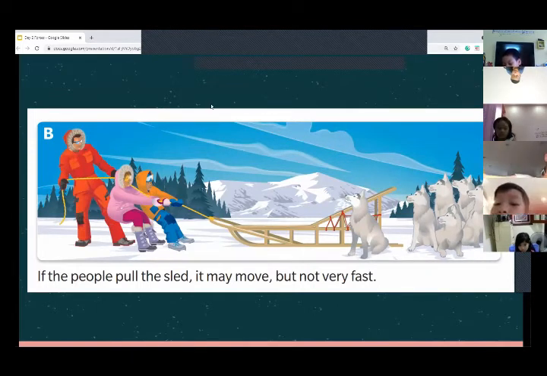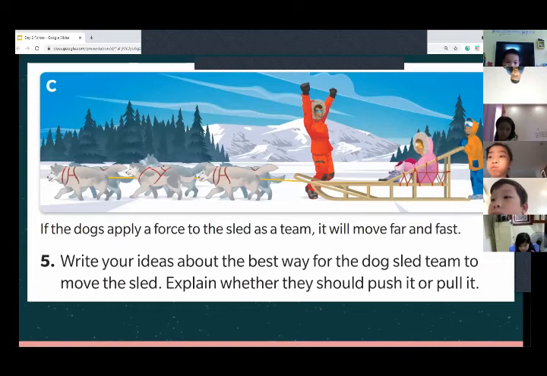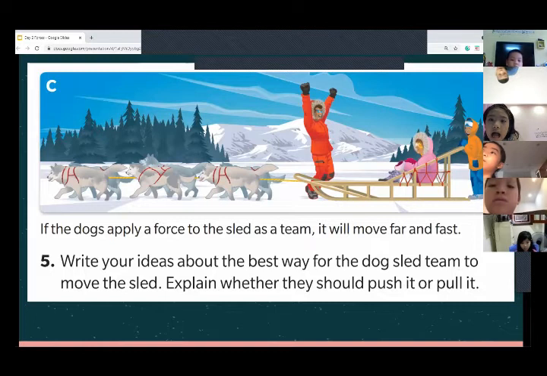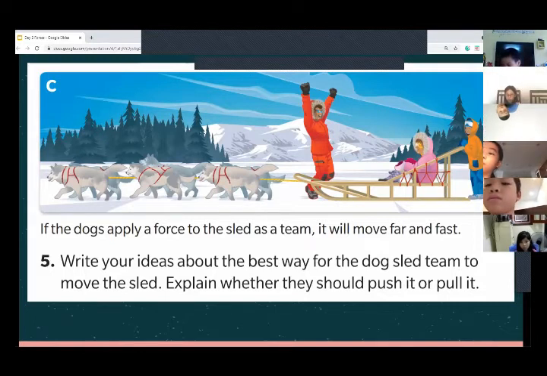And then we have our last picture. Let's have Tuyen. Can you please read the last sentence? If the dogs apply a force to the sled as a team, it will move far and fast.